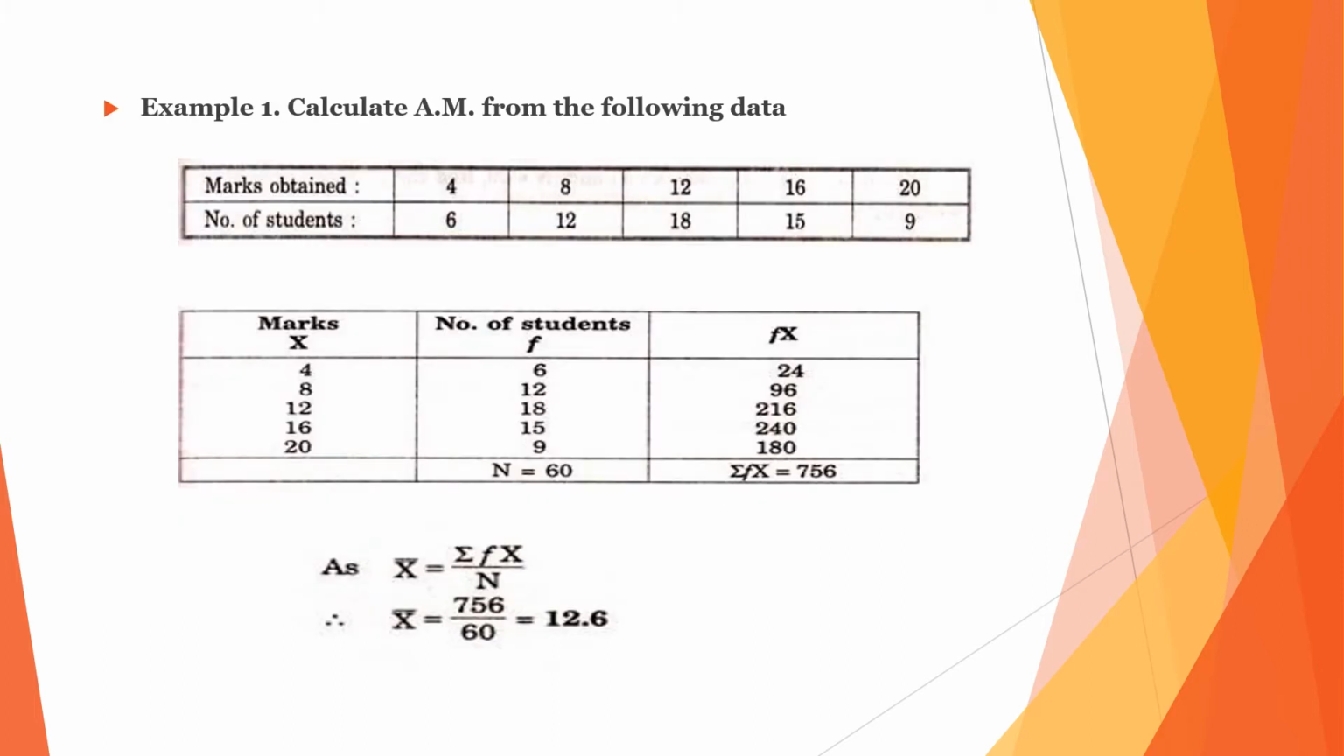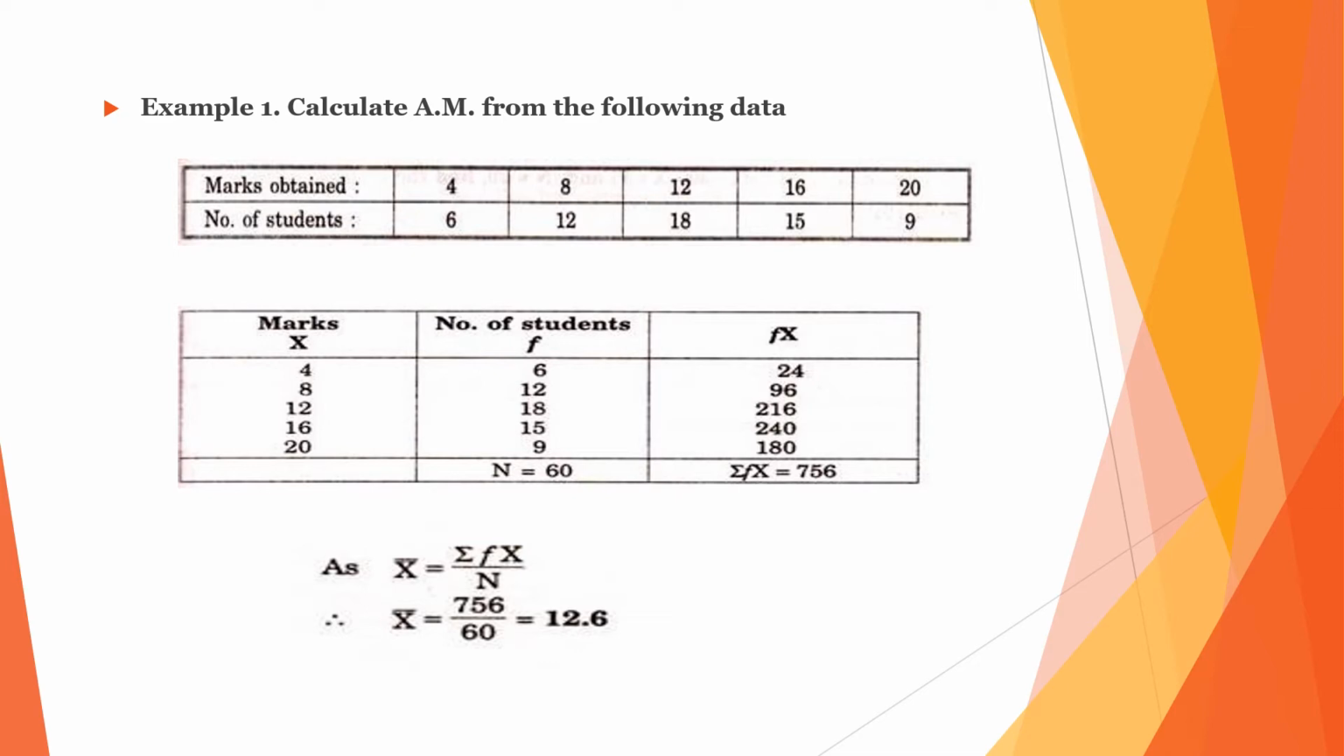Now, there is one example of how to calculate arithmetic mean in case of discrete series by direct method. Just see, marks obtained are given as 4, 8, 12, 16 and 20. Number of students is given as 6, 12, 18, 15 and 9. Now, marks obtained is known as X and number of students is known as F. Now multiply X into F. It means we are going to get which column? F into X. Now add up this column.